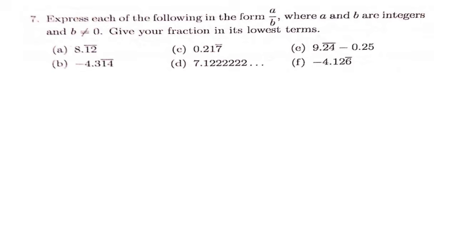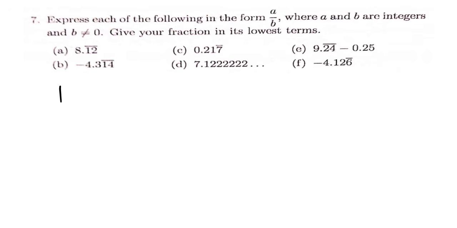Then we've gone to question number 7. So these are rational numbers, they are fractions. If I've got a number, let's say 1 over 2, this will give me 0.5, right?